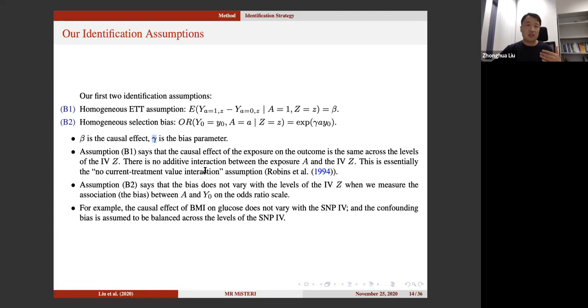Assumption B1 essentially says that the causal effect of the exposure on the outcome is the same across the levels of the IV. So there is no additive interaction between the exposure and the IV. This is essentially the no current treatment value interaction assumption proposed by Robins in 1994. And assumption B2 says that the bias does not vary with the levels of the IV. We measure the association between A and Y0 on the odds ratio scale; again, the causal effect is on the additive scale, and the bias is measured on the odds ratio scale. For example, the causal effect of BMI on glucose level does not change across the levels of the SNP IV. And we also need to assume that the confounding bias is balanced across the levels of the SNP IV. That's how to interpret these 2 assumptions.